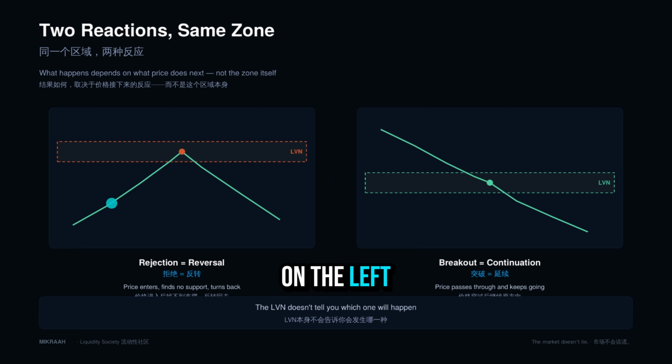On the left is a rejection. Price dips in, finds nothing to hold it, and reverses all the way back out, the same way it came. On the right side, we see a breakout. Price enters the low volume node and keeps going because there was never any value there to stop it. Same zone, opposite outcomes. The low volume node only tells you where to pay attention, not which of these two is coming.